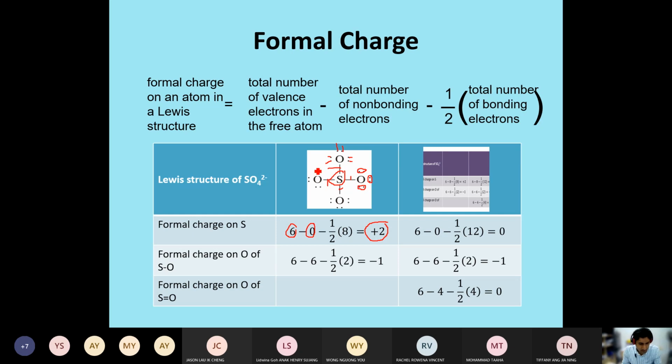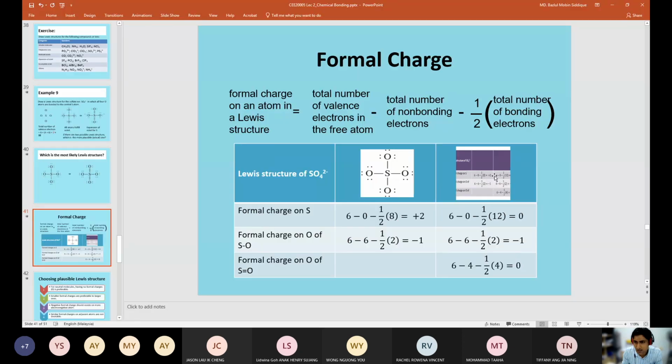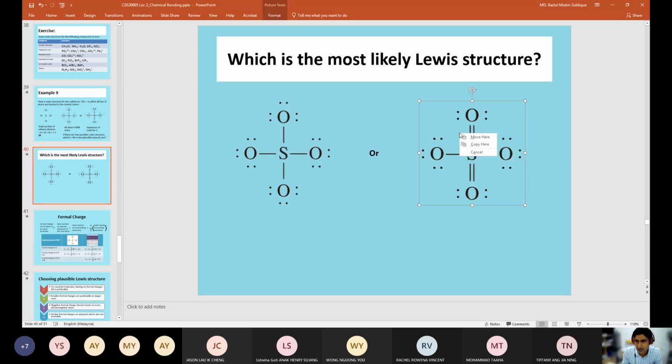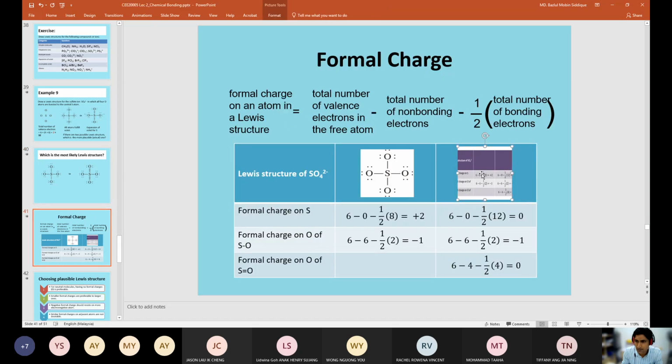Okay, there is a problem here. Let me, I have to draw it again. Oh, it is supposed to be this. Okay. No, hold on. Copy and then paste here.